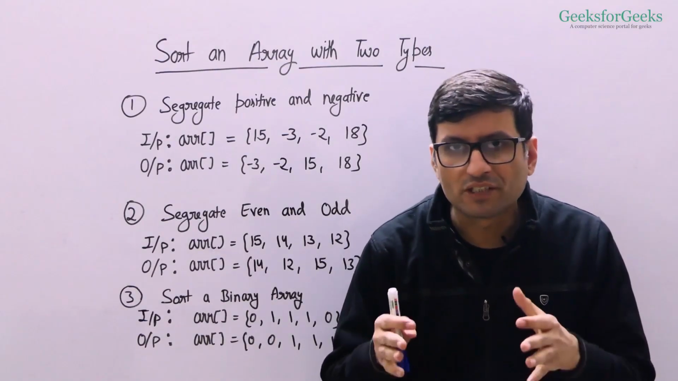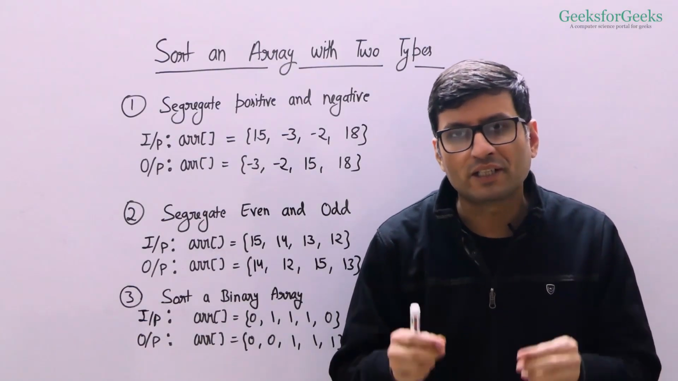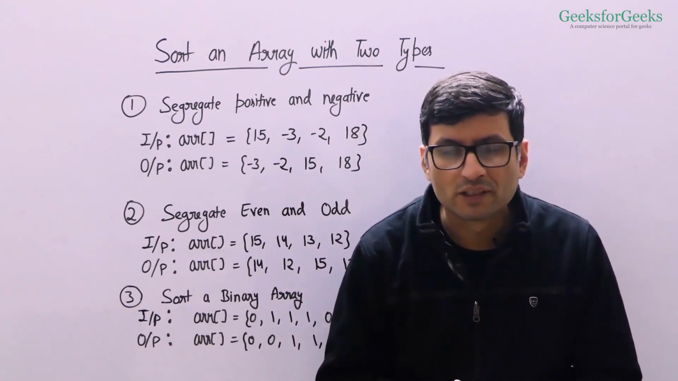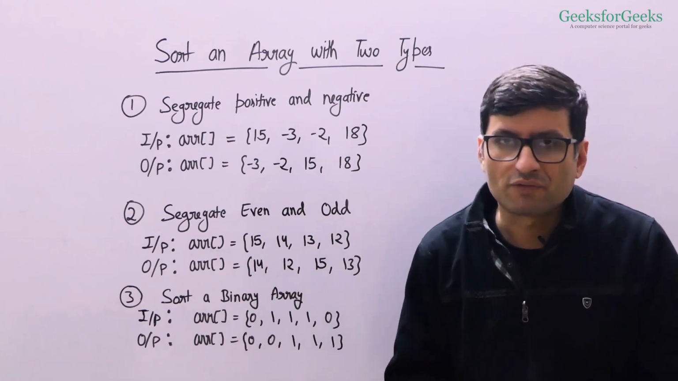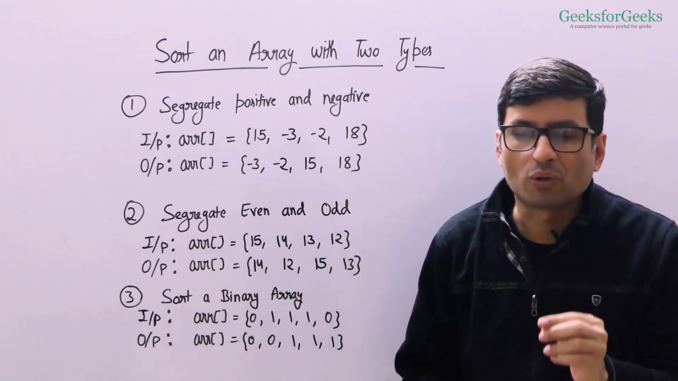Let us talk about these types of problems where we are given an array of two types of elements and we need to sort this array. This question is asked in different forms and I have written here three popular forms.